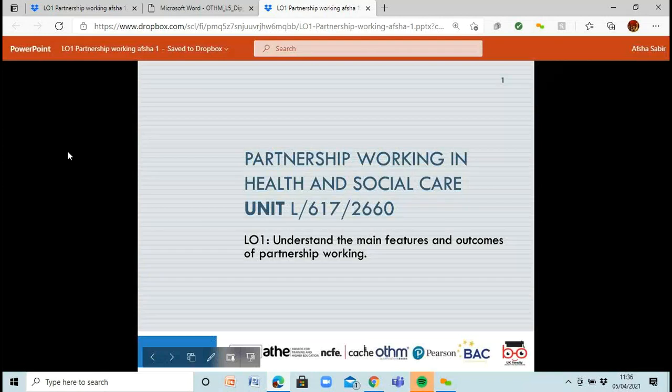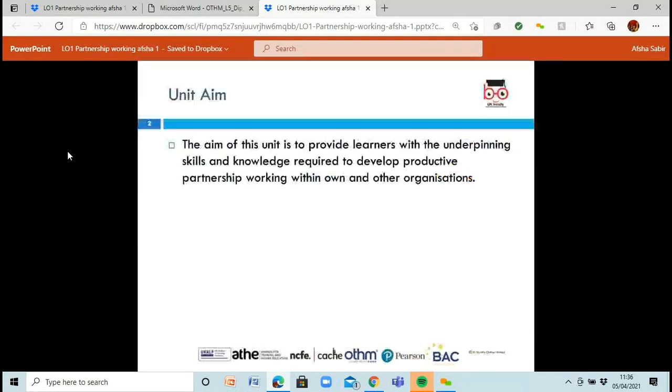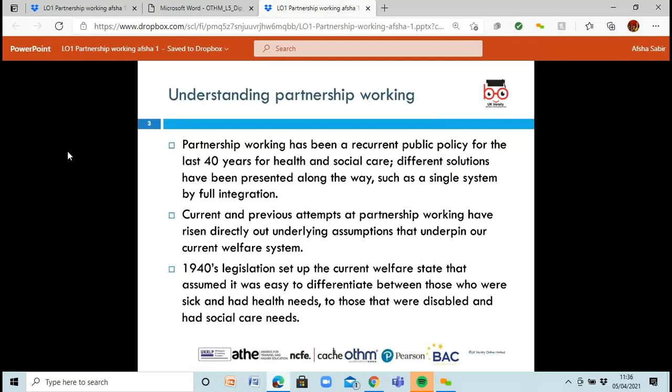So the first few slides, like I said, are just going to be understanding the history of partnership working, what led to it, and understanding partnership working in total, to be honest. So we've got partnership working. It's been around for the last 40 years or so for different health and social care systems. And with it, there have been a lot of different solutions that have been presented along the way.